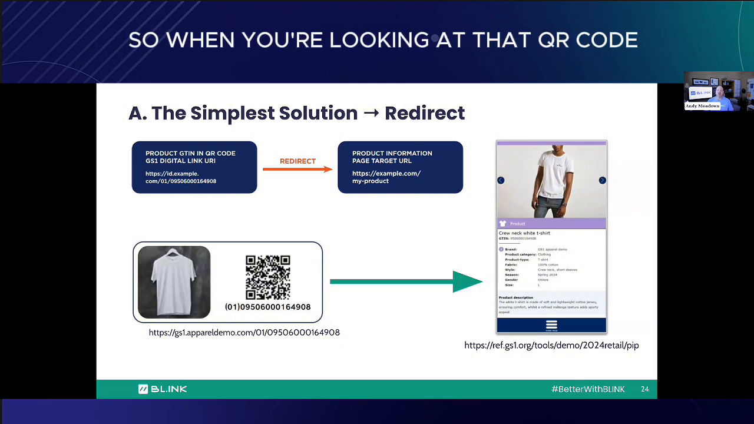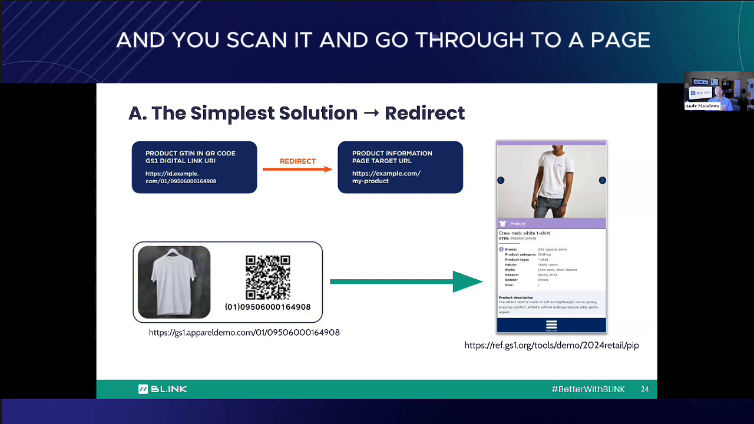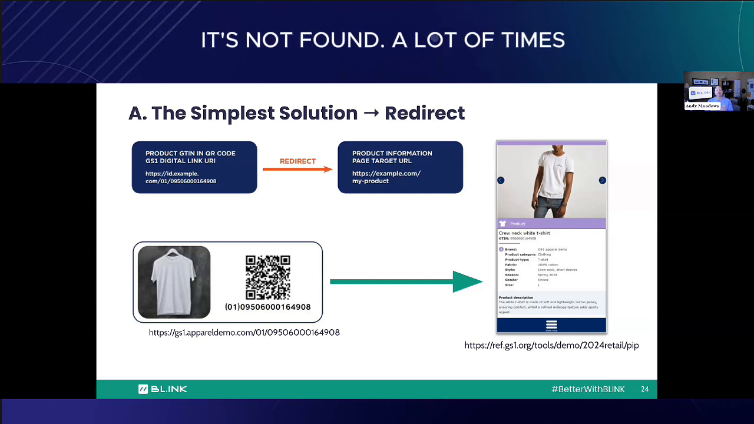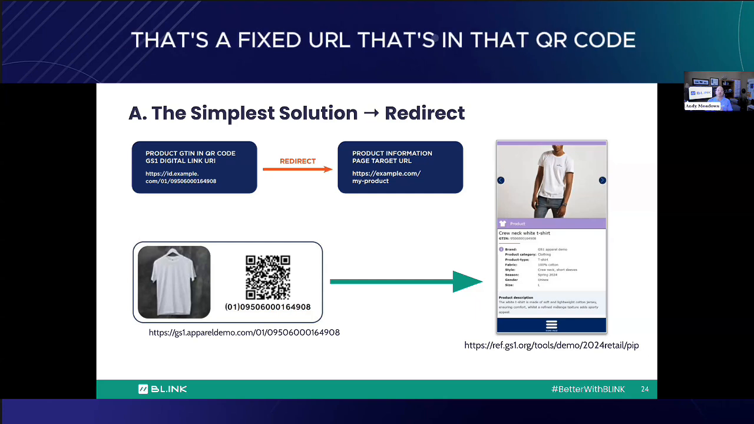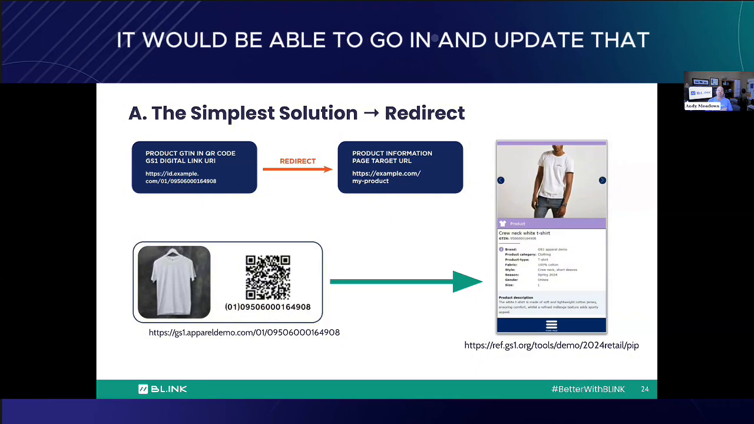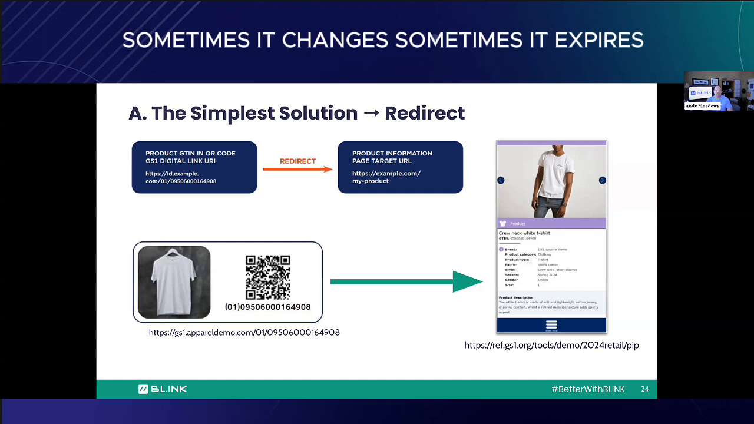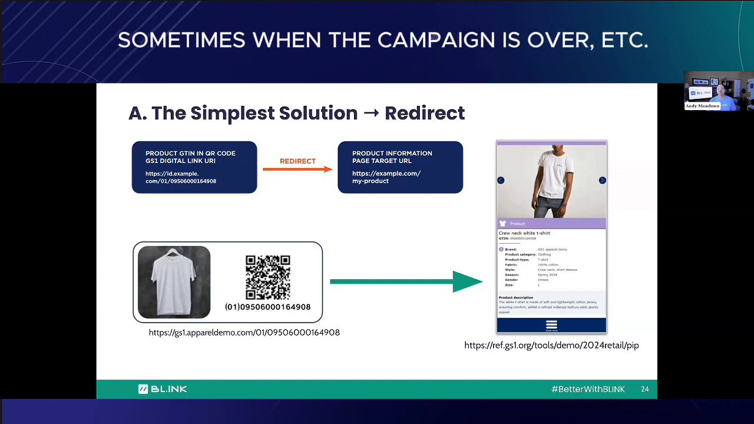So when you're looking at that QR code, if you've ever seen where you got a QR code and you scan it and it goes to a page that's not found, a lot of times that's a fixed URL that's in that QR code, where if they'd been doing a redirection service, they would be able to go in and update that and redirect it to a different destination. Sometimes it changes, sometimes it expires, sometimes when the campaign is over, et cetera.